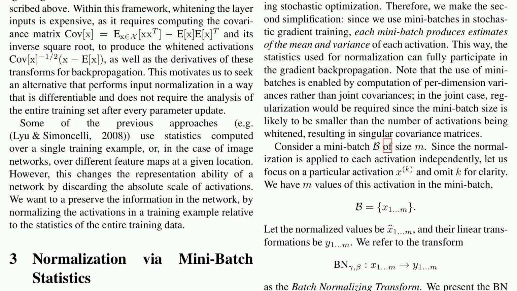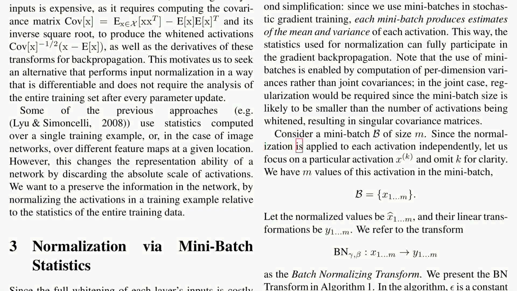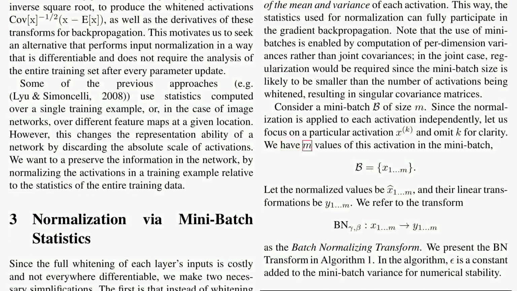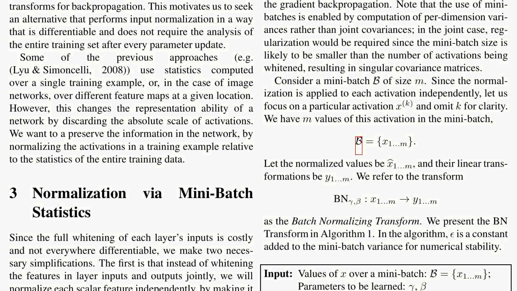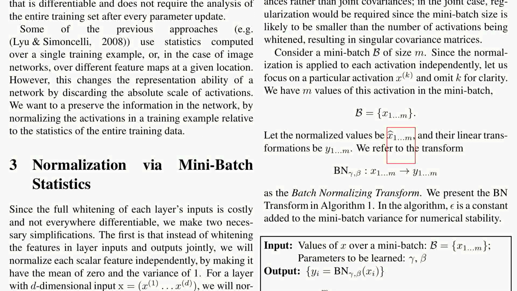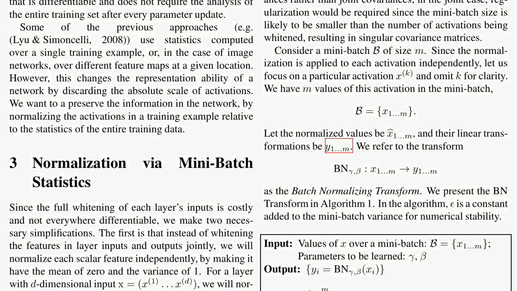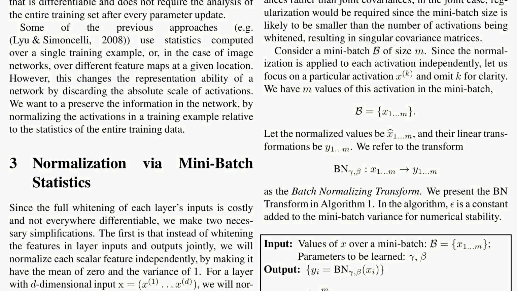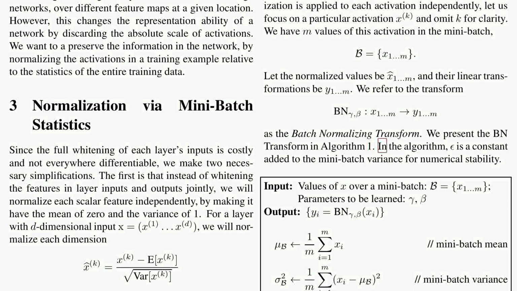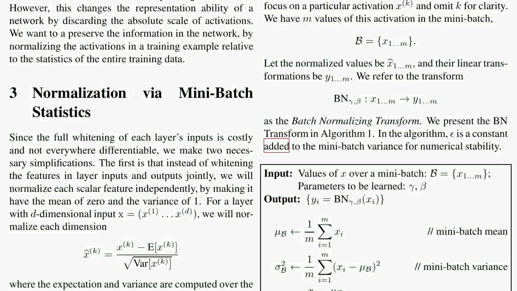Consider a mini-batch B of size m. Since the normalization is applied to each activation independently, let us focus on a particular activation x^(k) and omit k for clarity. We have m values of this activation in the mini-batch, B = {x1...m}. Let the normalized values be x̂1...m and their linear transformations be y1...m. We refer to the transform BNγ,β: x1...m → y1...m as the batch normalizing transform. We present the BN transform in Algorithm 1. In the algorithm, ε is a constant added to the mini-batch variance for numerical stability.